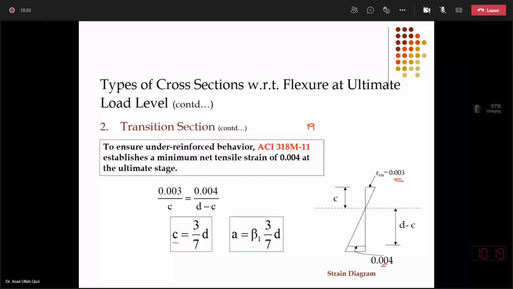So for such cases C will become 3/7 D. Obviously it will be a little deeper than 3/8 D, because 3/8 D will be a little shallower than this, since strain will be 0.005 corresponding to crushing in concrete.